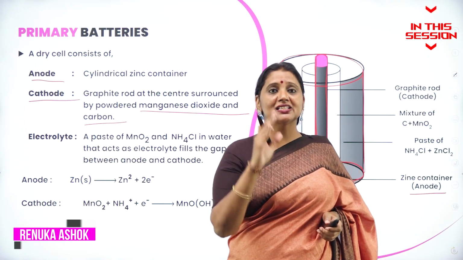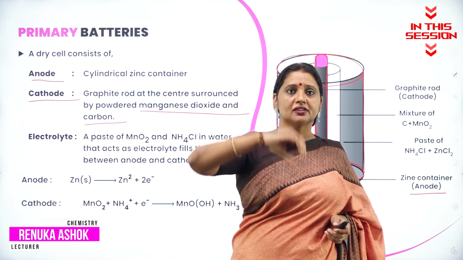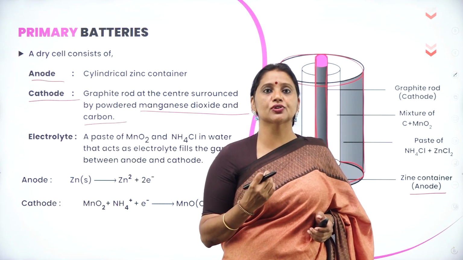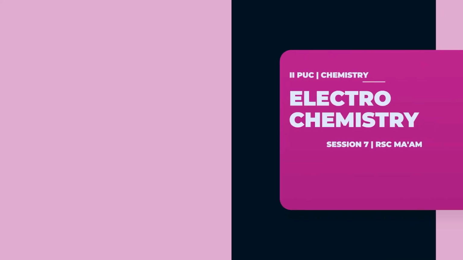Anode is cylindrical zinc container. Cathode is graphite rod which is situated at the center, which is surrounded by powder of manganese dioxide as well as what? Carbon.